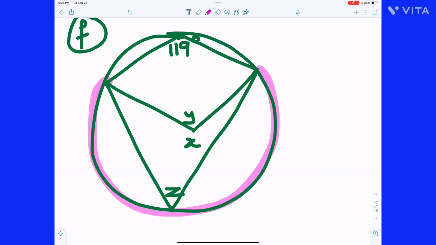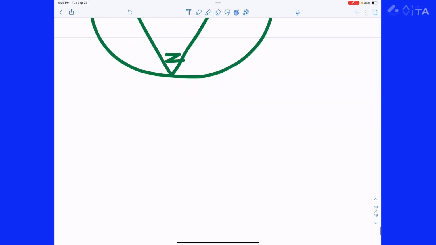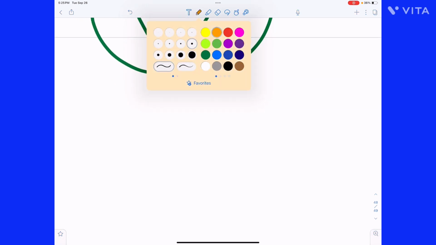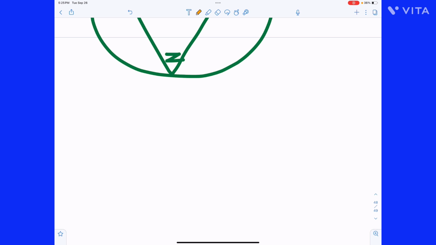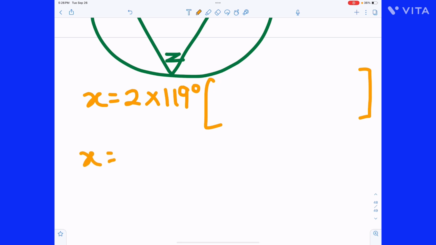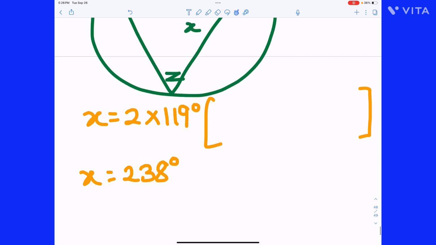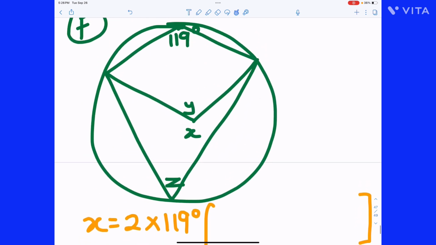But on the same arc, 119 is formed at a point on the circumference, meaning that 119 will be 2 times X. Let me change to yellow. Meaning that X will be 2 times 119. X is equal to 2 times 119. Angle at center is twice angle at the circumference. Make sure you write that. So X is equal to what? 238 degrees.